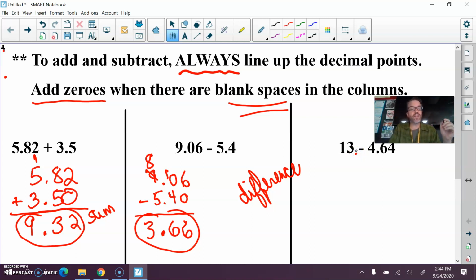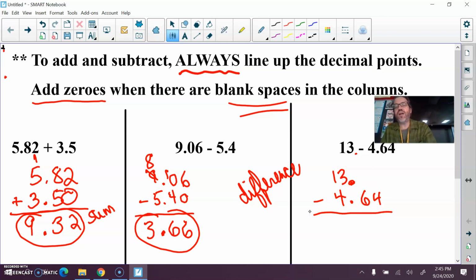But we're going to subtract here. So I have 13. Here's my decimal point. And then minus 4.64. As you can see, though, I need to show some digits here in the tenths and hundredths places. So I'll put zeros in there. And now I can subtract this.